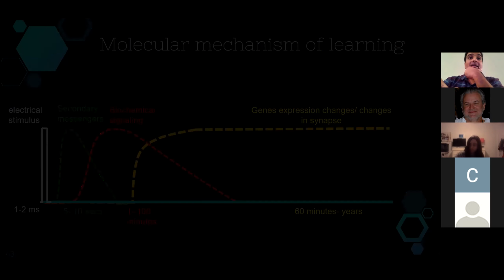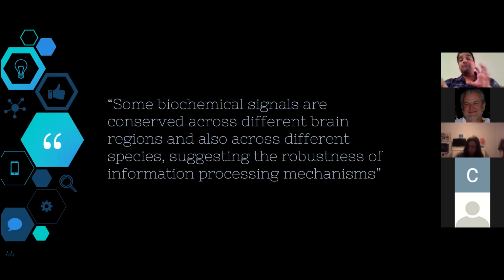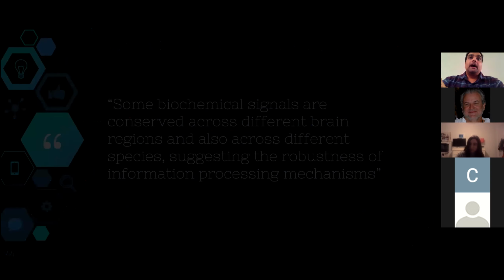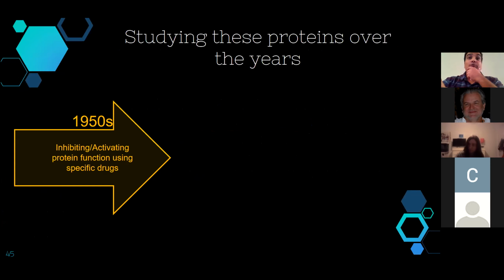Now, these biochemical signaling, like I mentioned, are conserved across different brain regions and different types of memories, and also across different species, suggesting the robustness of information processing mechanisms. And over the years, these proteins have been studied in many different ways. I can just quickly go over.